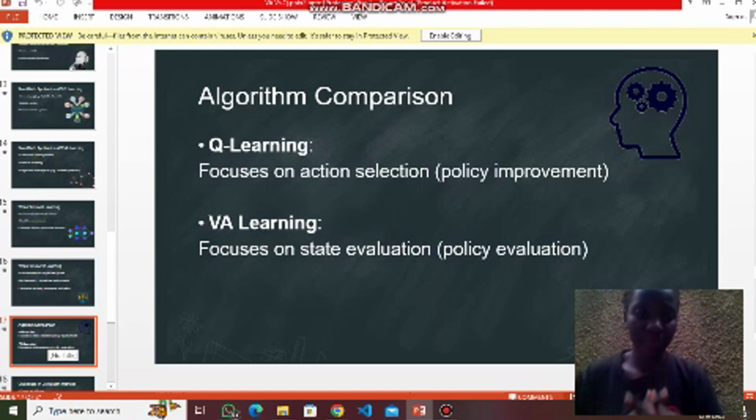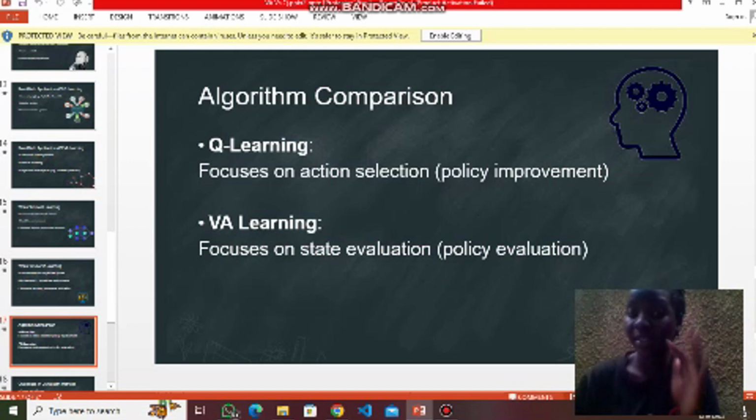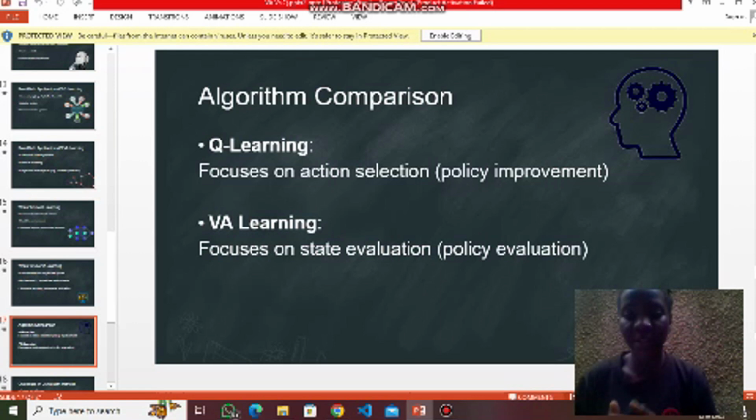Remember, basically Q-learning focuses on action selection. Just like we've seen on the previous slides, when you use Q-learning we focus on the action value. When we work on V-learning, we focus on the state value. So the algorithm in Q-learning focuses on action selection, then V-learning focuses on state evaluation. Action selection, in simple terms, is policy improvement. Then for V-learning, state evaluation is basically policy evaluation.